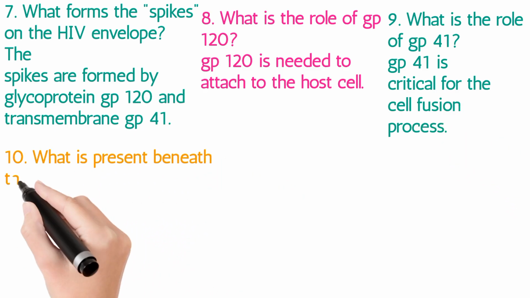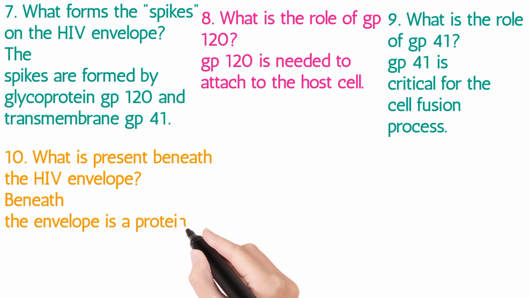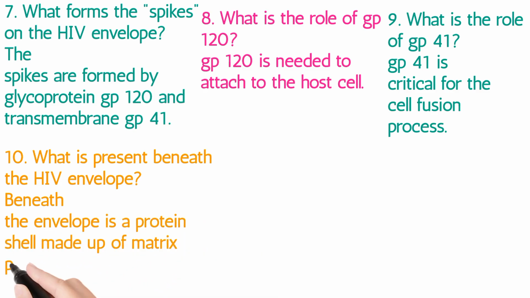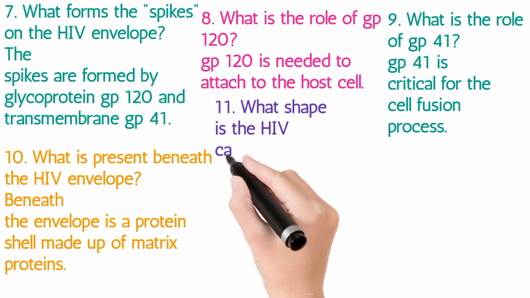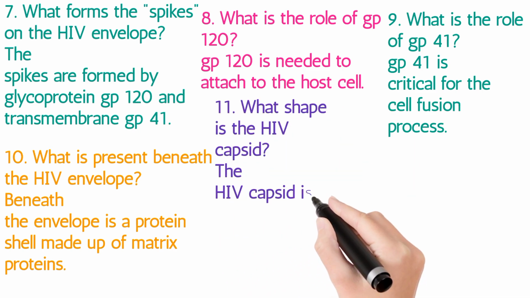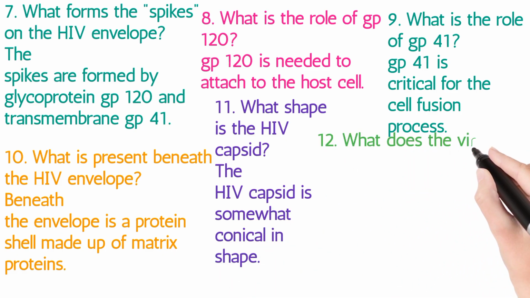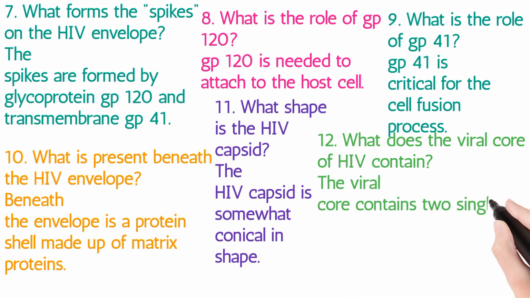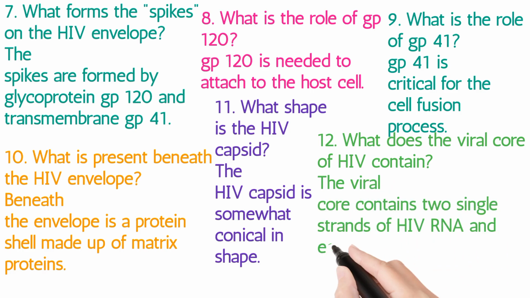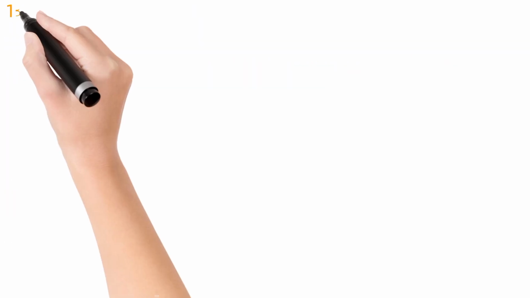10. What is present beneath the HIV envelope? Beneath the envelope is a protein shell made up of matrix proteins. 11. What shape is the HIV capsid? The HIV capsid is somewhat conical in shape. 12. What does the viral core of HIV contain? The viral core contains two single strands of HIV RNA and enzymes like reverse transcriptase, integrase, and protease.